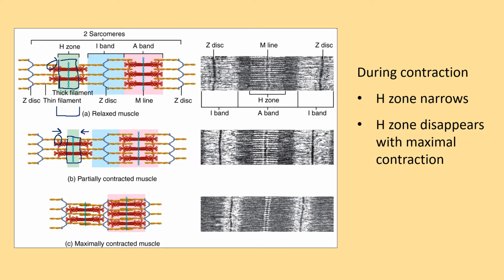And the entire sarcomere is shortening. And then look down here at the maximally contracted muscle. There is no H zone. Those thin filaments have crossed the M line from both directions, and those thin filaments are overlapping each other. So this is a maximally shortened sarcomere, and there is no H zone.